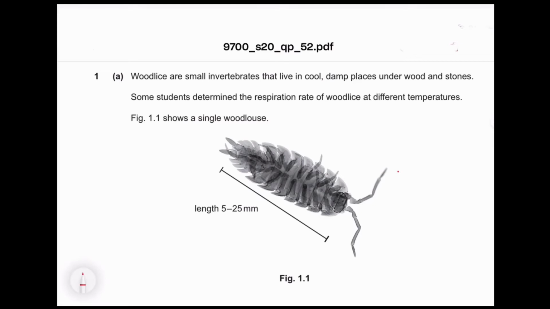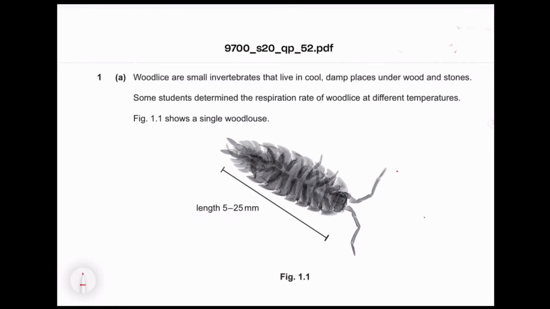For this video, I'm going to show you a sample write-up on paper 5 planning, and I'm going to use a recent paper 5 which is from May-June 2020, paper 52, to show you what is the expectation of CIE for the recent papers. So for this question, we know that the expectation here is the students wanted to determine the respiration rate of wood lice. So this is like the dependent variable at different temperature, which is kind of like the independent variable.